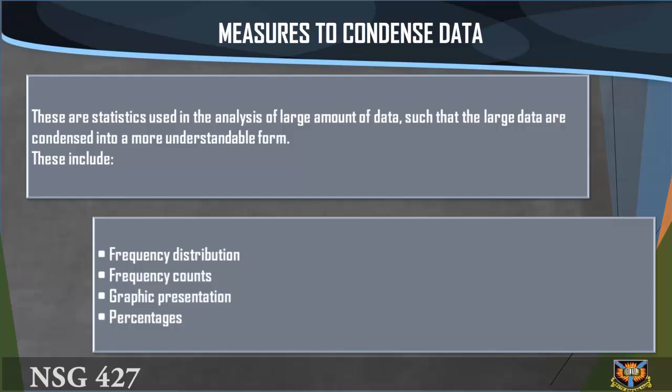Measures to condense data. These are statistics used in the analysis of large amounts of data, such that the large data are condensed into a more understandable form. These include: 1. Frequency distribution. 2. Frequency count. 3. Graphic presentation. 4. Percentages.